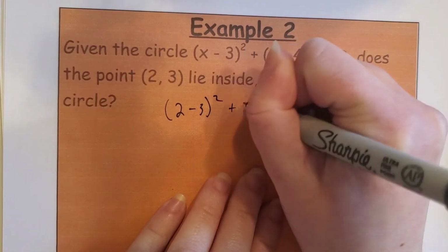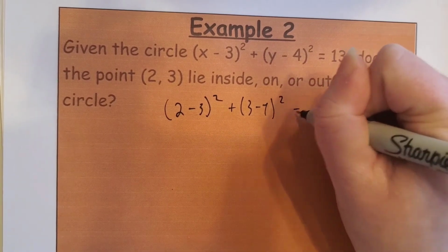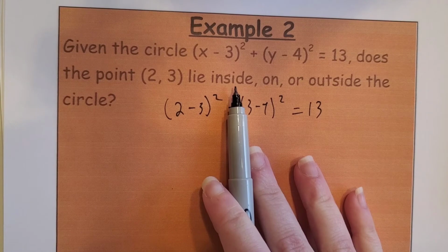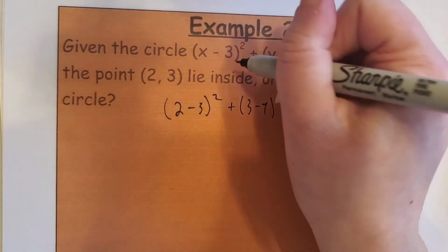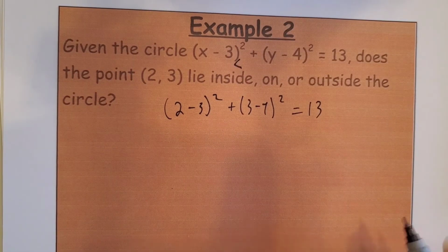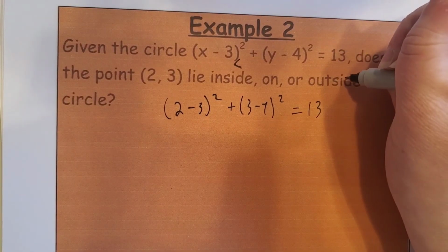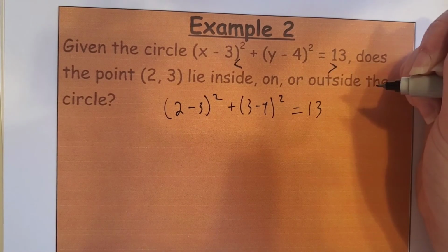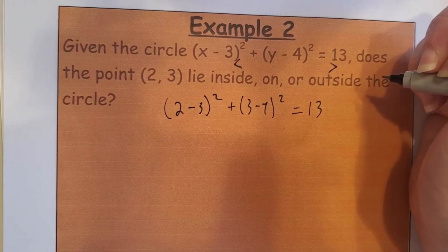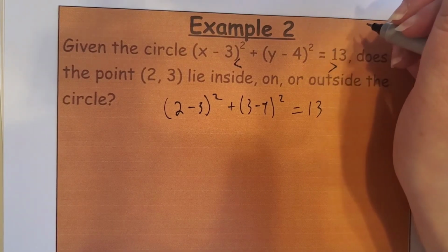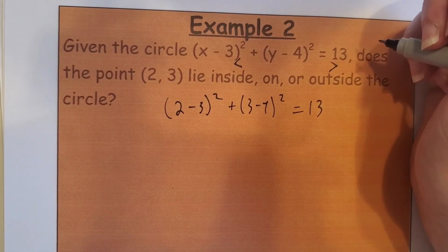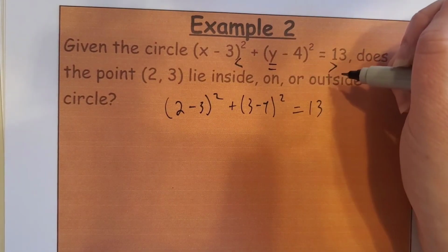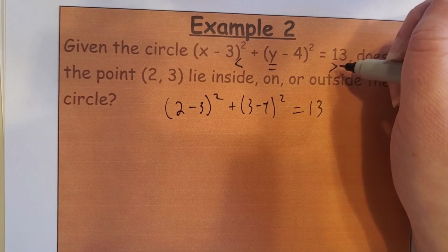2 minus 3 squared plus 3 minus 4 squared. And we want to see, does that equal 13? Because if this point is on the circle, it's going to equal 13. If the point is inside the circle, it's not quite going to reach that 13. So we'll probably get something less than 13. And outside the circle then it goes beyond that 13. So if we get something greater than 13, that's outside the circle. Again, 13 is not actually the radius of the circle. The radius is the square root of 13, but the same kind of thing would still be true. If it doesn't quite reach that number, it's inside the circle. If it exactly hits that number, it's on the circle, so we can put an equal sign right there. And if it goes past that number, then it's going to be outside the circle.